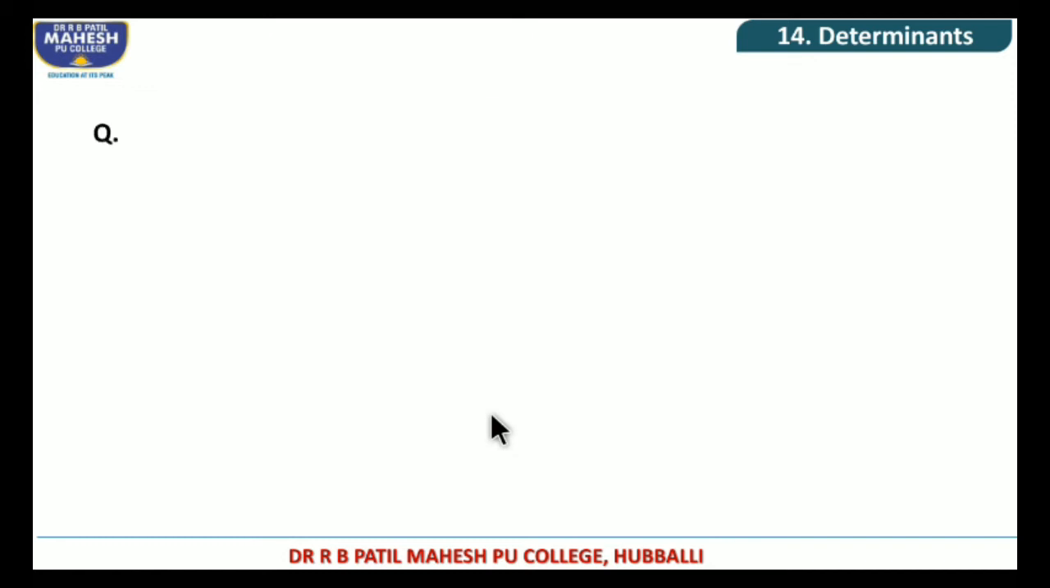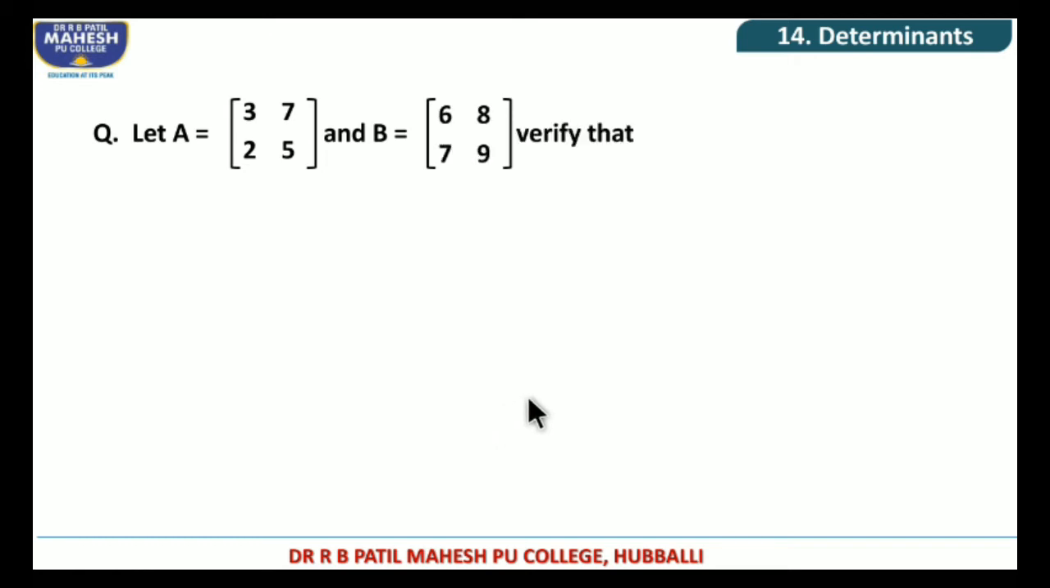We will take one more type of example, that capital A is equal to 3, 7, 2, 5 and B is equal to 6, 8, 7, 9. Verify that AB whole inverse is equal to B inverse into A inverse.